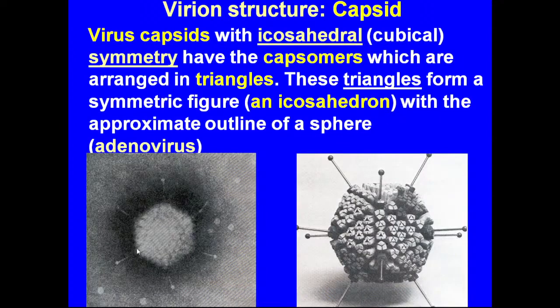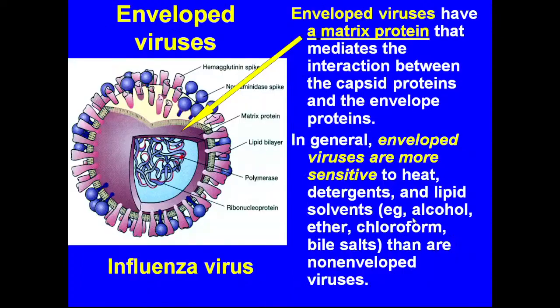And here you can see that those viruses that have icosahedral or cubical symmetry have capsomeres which are arranged in triangles, and these triangles form a symmetric figure like an icosahedron within the approximate outline of a sphere. So that's like adenoviruses. We see them under the electron microscope as spheres. And also quite often, the enveloped viruses also appear as spheres.